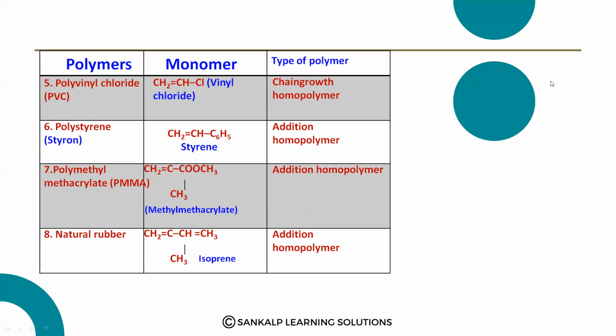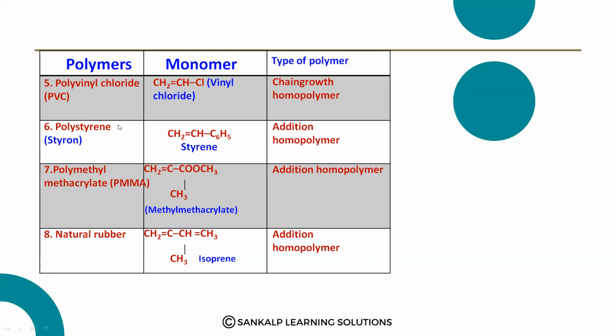Here what is important is that you need to know the monomer which is present and what type of polymer it forms. This is very important. Next is polyvinyl chloride, abbreviated as PVC. The monomer used is vinyl chloride. It undergoes chain growth homopolymerization.